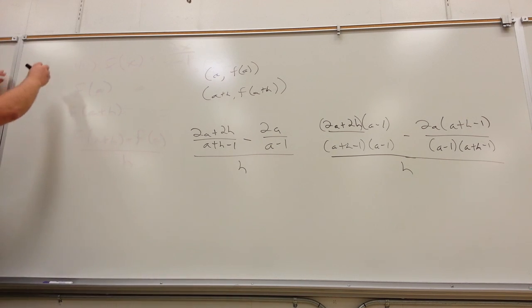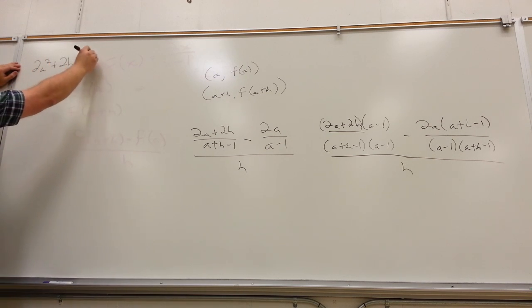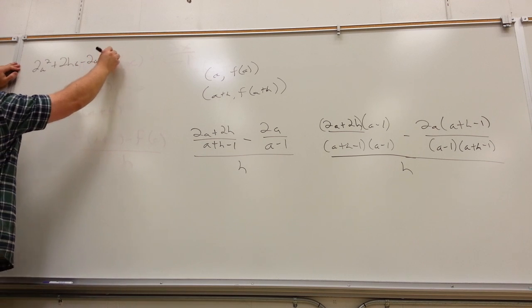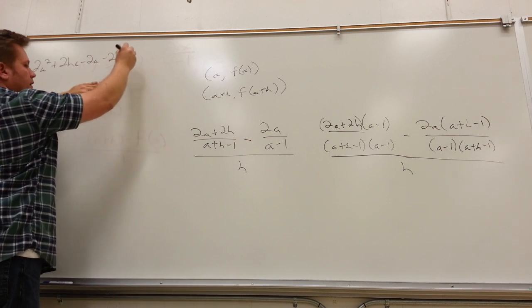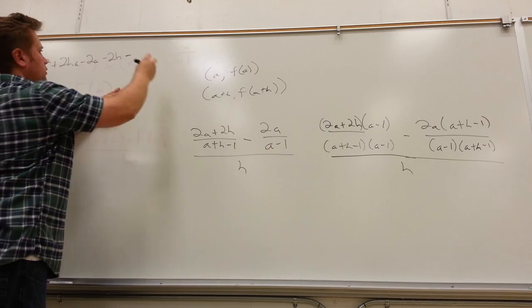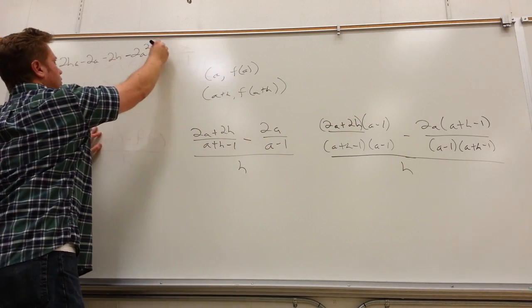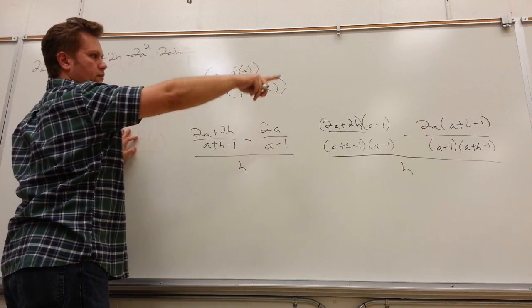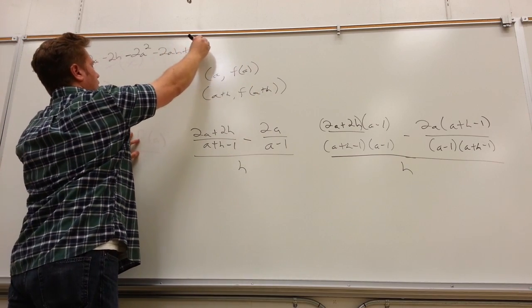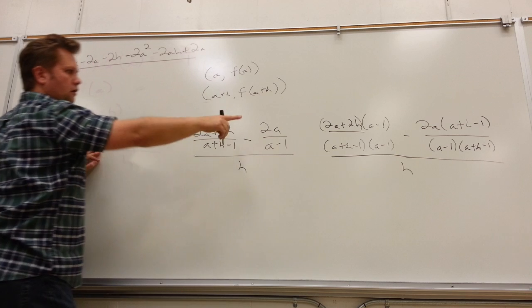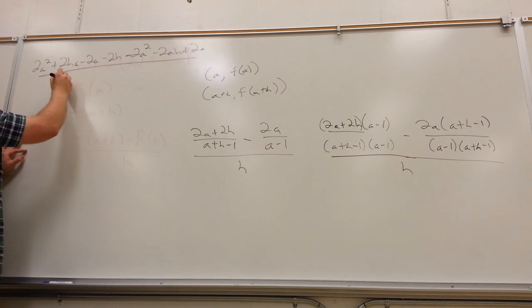So if we multiply that out, we'll get 2a squared plus 2ha minus 2a minus 2h minus 2a squared minus 2ah plus 2a, all over... Now let me see if you guys are cool with this next step.